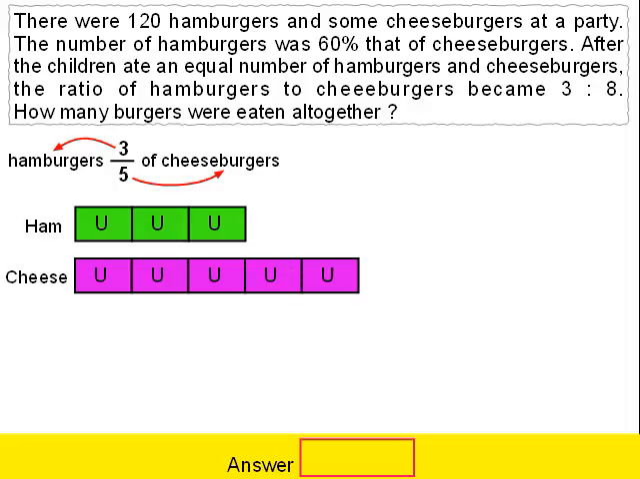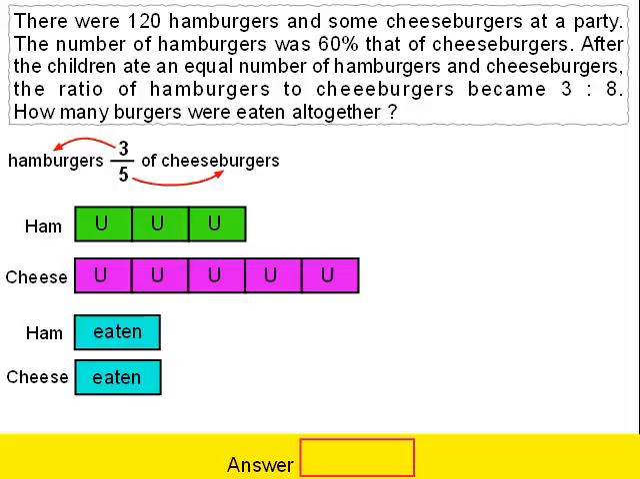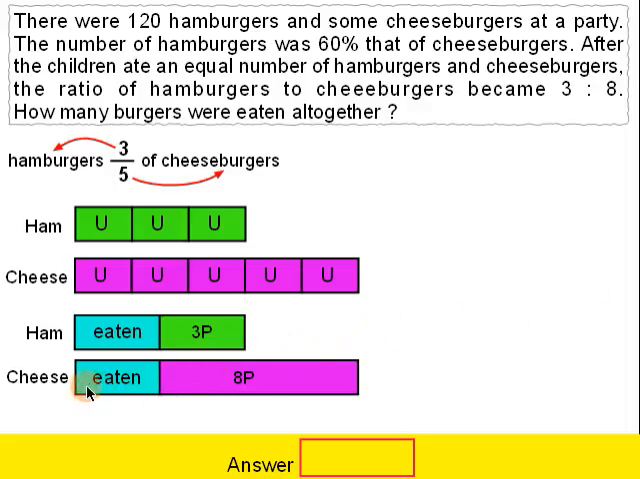Alright, next, there were some number of hamburgers and cheeseburgers eaten. So we are told that after the children ate an equal number of hamburgers and cheeseburgers, we draw the model of eaten hamburgers and cheeseburgers to be the same. Then the ratio of hamburgers to cheeseburgers became 3:8. So hamburgers will have 3 parts left, and cheeseburgers will have 8 parts left.